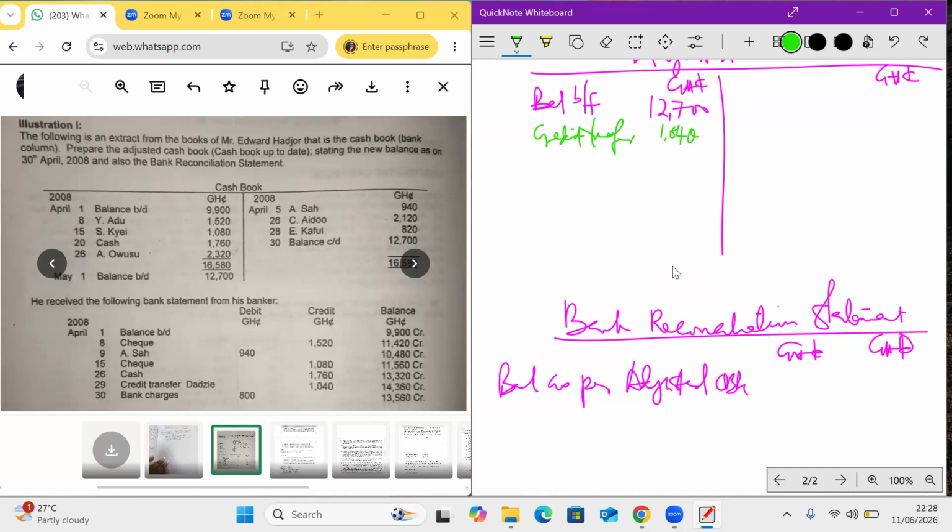So we are done with the debit side of the cash book and the credit side of the bank statement. We've reconciled those two sides. And we've used the BRS and adjusted cash book to correct the errors, the differences, the discrepancies.